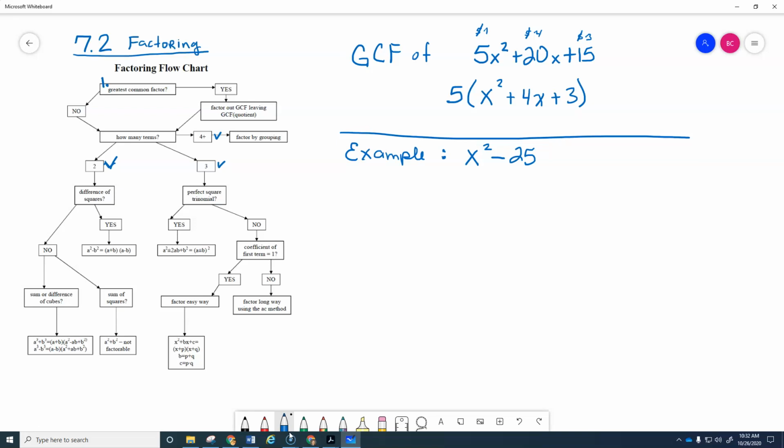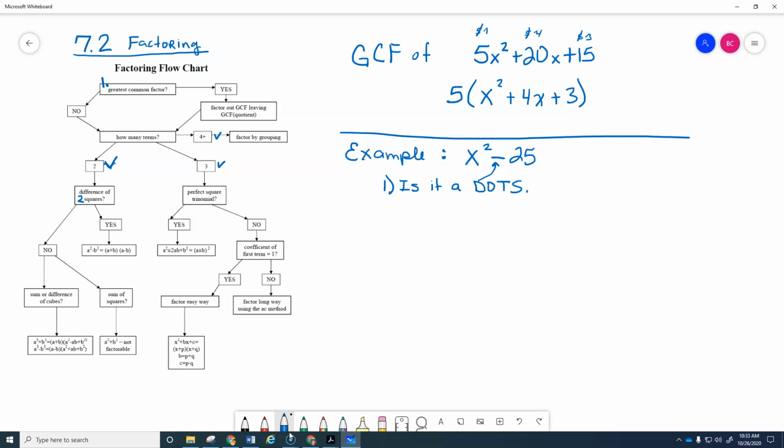Now the question is, how many terms does it have? It has 2 terms. So I'm down here to this part of the flowchart. It has 2 terms. Is it then a difference of 2 squares? So you have to understand what the question is. I am not going to write down difference of 2 squares every time, I'm going to write down dots. So it's a difference, all right? The word difference is having to do with that minus sign. So yes, this one is a difference.